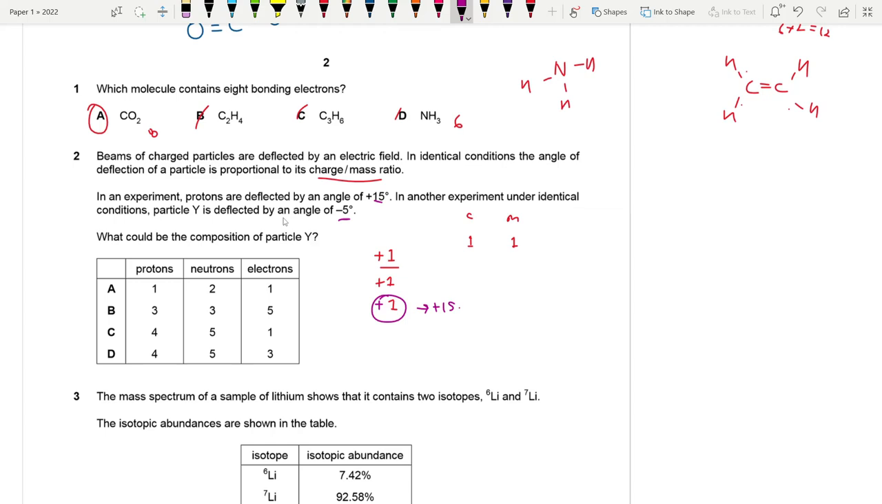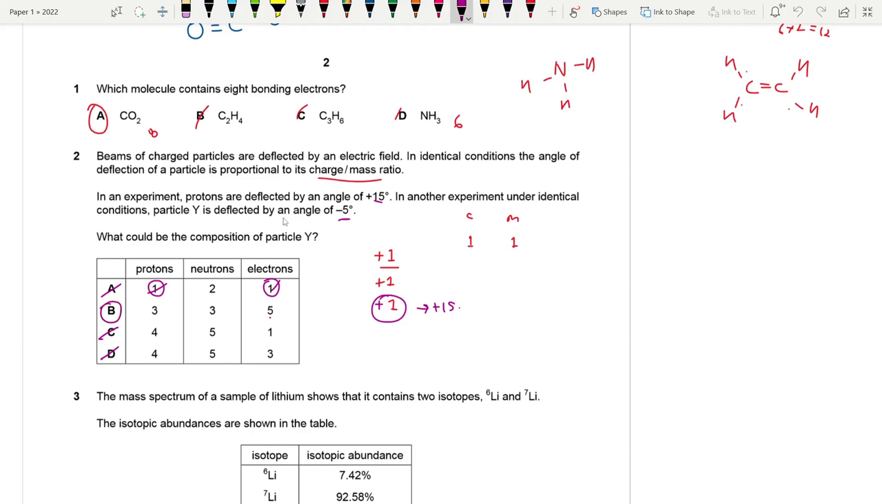Okay, so look at this. It can't be A because the net charge is 0. Okay, so it wouldn't be deflected at all. It's not A. Look at B. B is a probable candidate because it has a negative charge. C can't be the answer because it has a positive charge. D can't be the answer because it also has a positive charge. So this leads to the answer B.